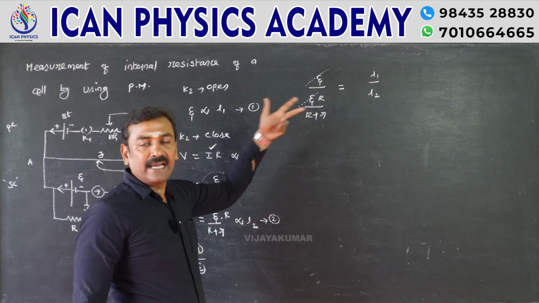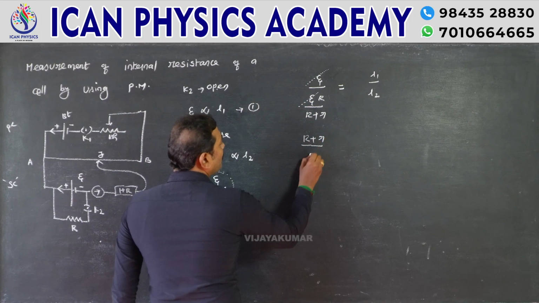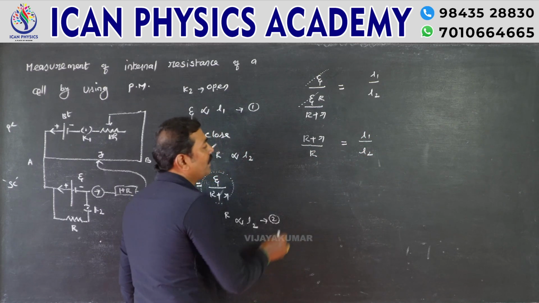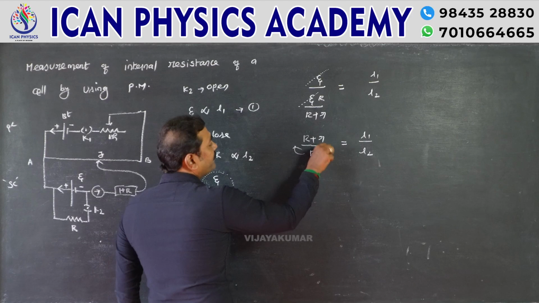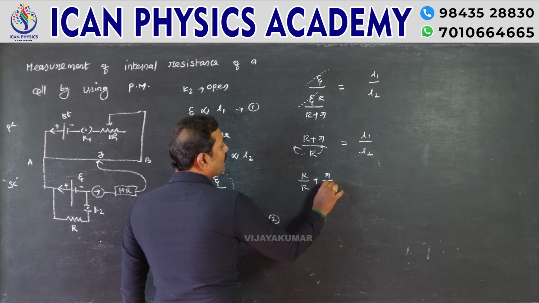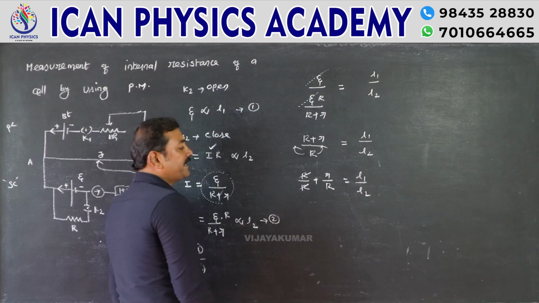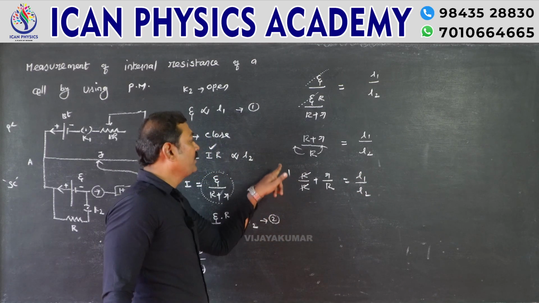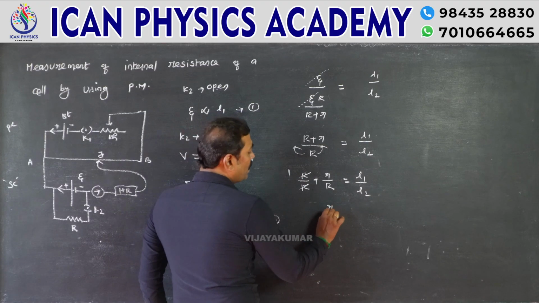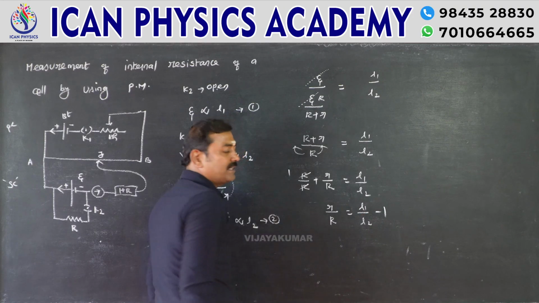Now it becomes reciprocal. So when it becomes reciprocal, R plus r by R equal to L1 by L2. Now the R is common to first term and second term. So R by R plus r by R equal to L1 by L2. R getting cancelled, so it becomes 1. The plus 1 goes to right side as minus 1. So r by R equal to L1 by L2 minus 1.